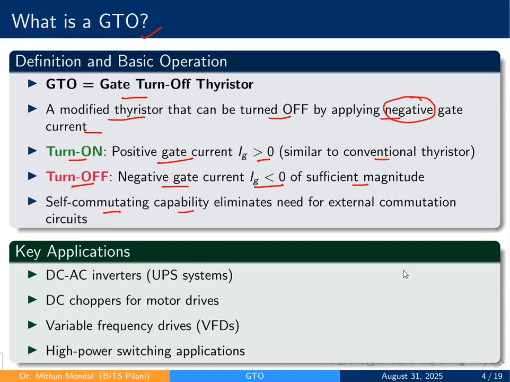Self-commutating capability eliminates the need for external commutation circuit. So this is the advantage of GTO. We do not require external commutation circuit. Some of the key applications of GTO are in UPS systems for DC to AC inverters. We use them in DC choppers for motor drives, variable frequency drives and high power switching applications.